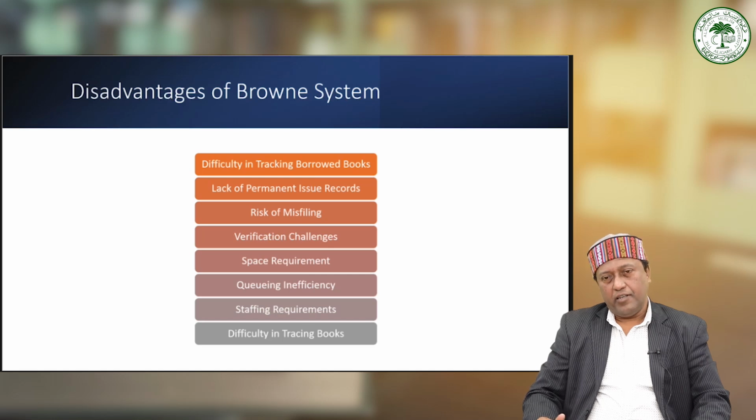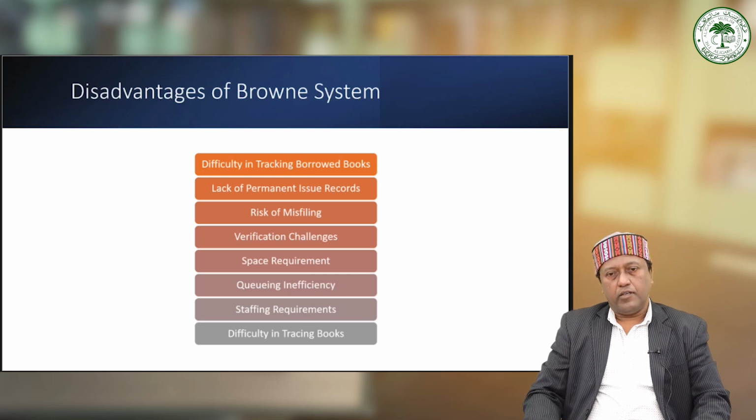And at the time of return, you simply take out the book card. Just you are using the due date only for taking out the book card or retrieving the book card and inserting it back in the book pocket. That's all. So no record is maintained either with the library or with the patron. So that is the biggest risk which is associated with this system. See, the absence of permanent issue record increases the risk of losing important cards or the documents, which could result in difficulties in tracking borrowed material and patron activity.